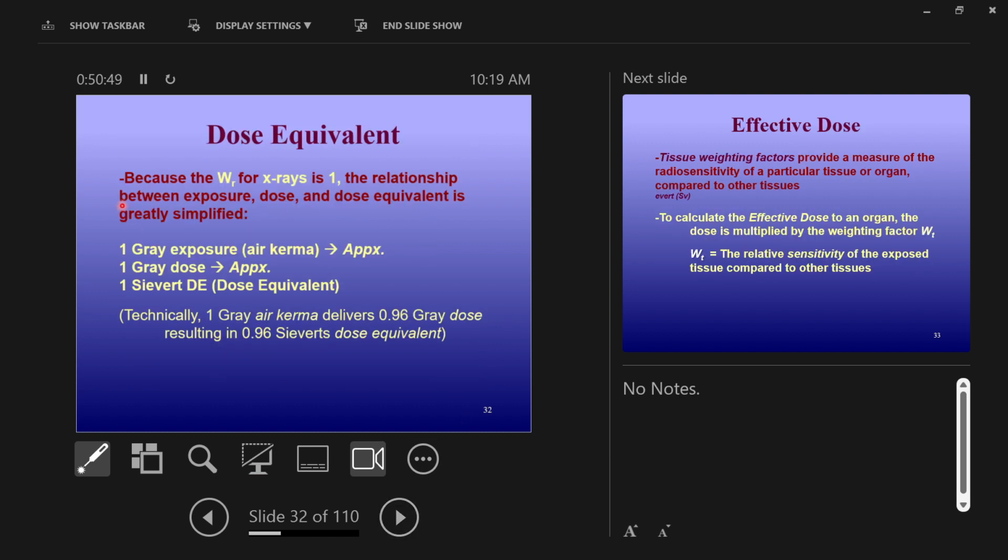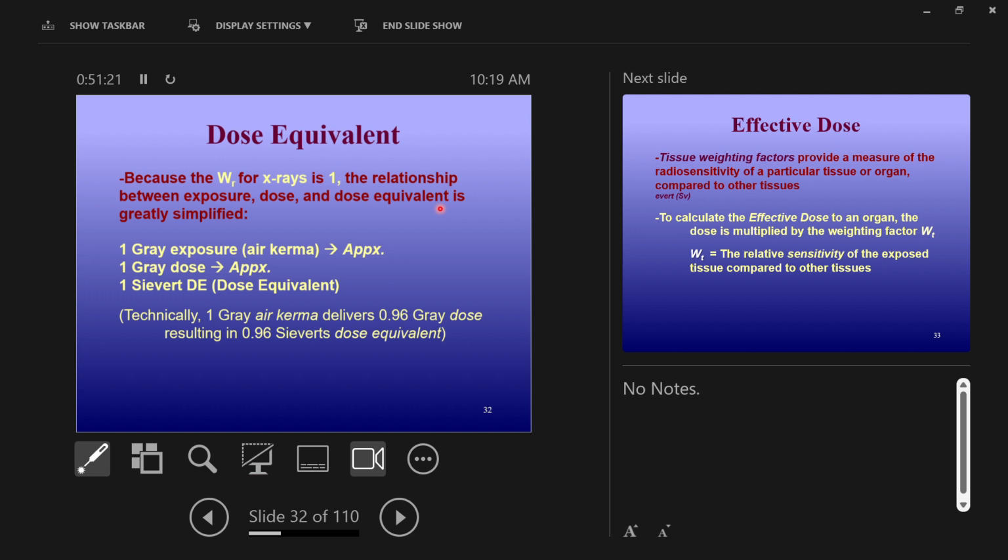But yeah, it's much more simple for X-rays, right? Because the radiation weighting factor, and just to be clear, the radiation weighting factor is listed as a capital W with a subscript R, W sub R, okay? So if you see that, they're talking about the radiation weighting factor. But for X-rays, it's 1, okay? So the relationship between exposure and dose is 1-to-1, right? We said that earlier, right? 1 gray of exposure is 1 gray of absorbed dose, okay?